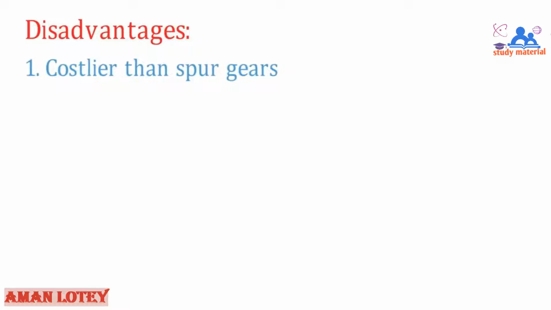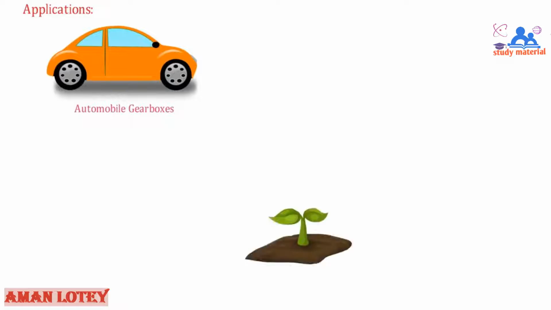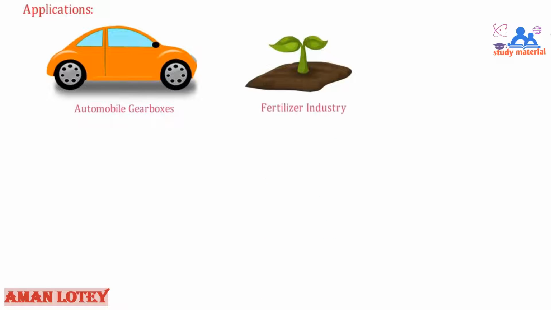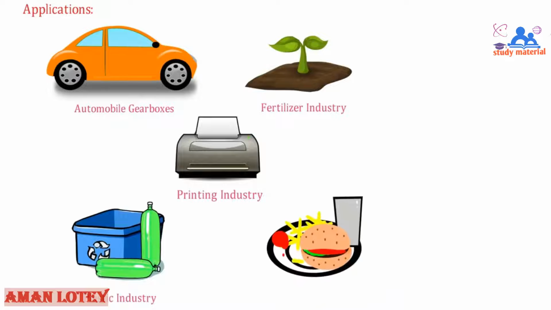Disadvantages: it is costlier than spur gears. The helix angle introduces axial thrust on shaft, so thrust bearings are required. There is power loss due to axial thrust and this thrust generates heat. Applications of helical gear. Helical gears are used in automobile gearboxes. These are used in fertilizer industry, printing industry, plastic industry and food industry.